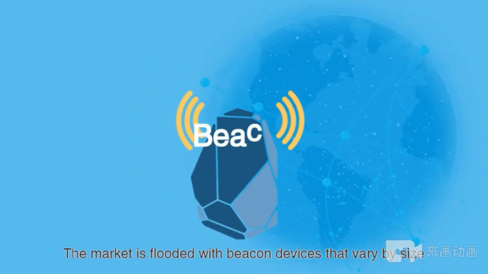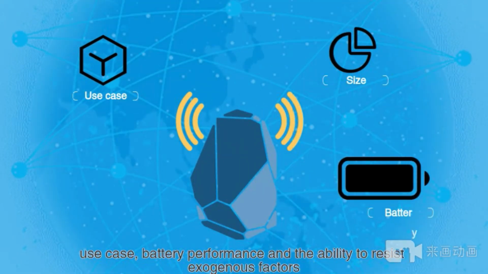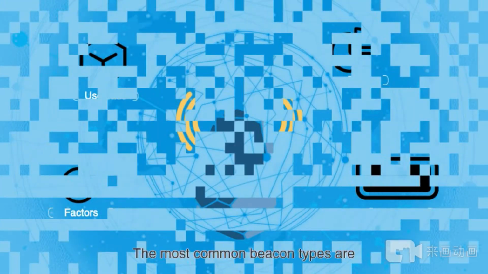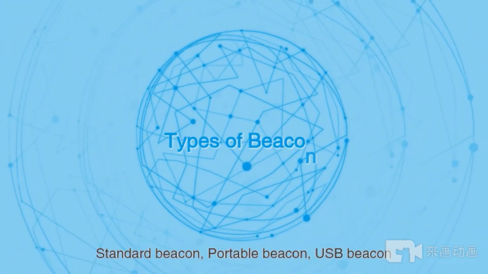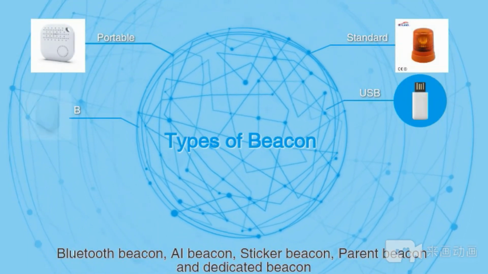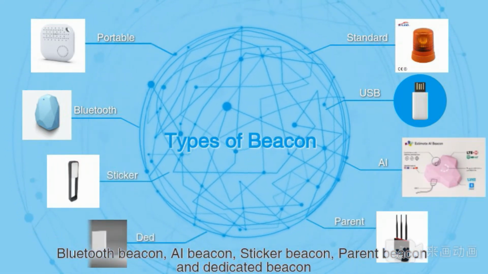The market is flooded with beacon devices that vary by size, use case, battery performance, and the ability to resist exogenous factors. The most common beacon types are standard beacon, portable beacon, USB beacon, Bluetooth beacon, AI beacon, sticker beacon, parent beacon, and dedicated beacon.